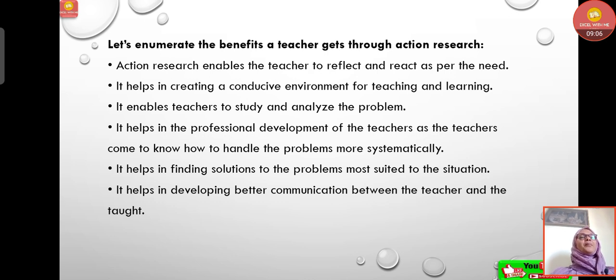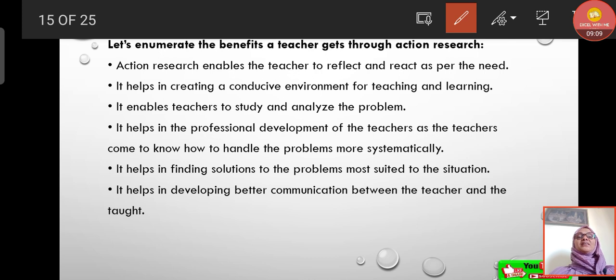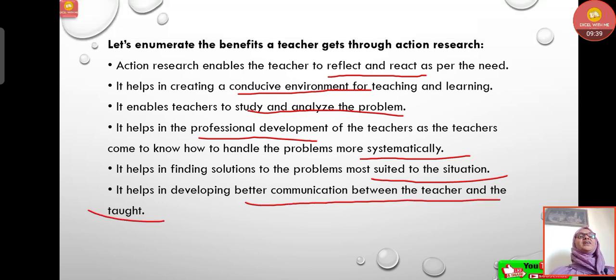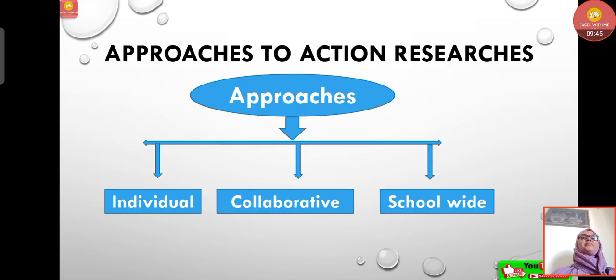What are the main important points here we have to remember? Let's quickly, that is reflect and react. Then conducive environment, and study and analyze the problem, professional development, and systematically handles the problem, and the finding solution to the problem suited to the situation, not anything else, just according to the situation solutions are found here, and better communication between teacher and the learner. So these are the very, very important points. Through action research, teachers and learners can get benefit.